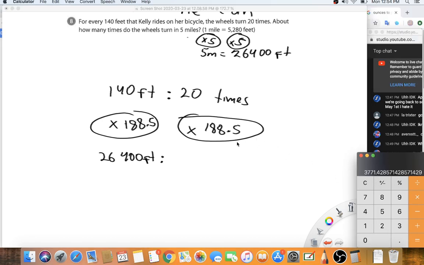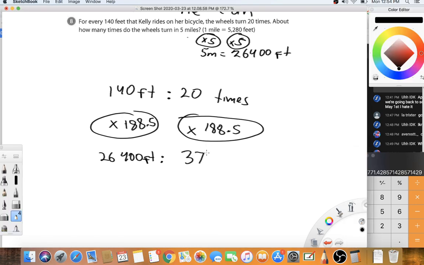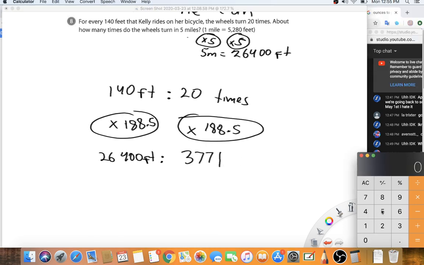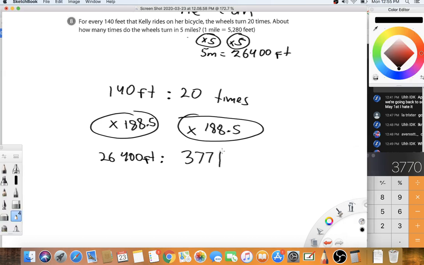And we get approximately 3,771. Let me multiply without the decimals. Maybe it'll be different. 188.5 times 20 is 3,770. Okay. Approximately 3,770 times. That means that this bicycle that Kelly rides will turn 3,770 times in 5 miles, which is 26,400 feet.